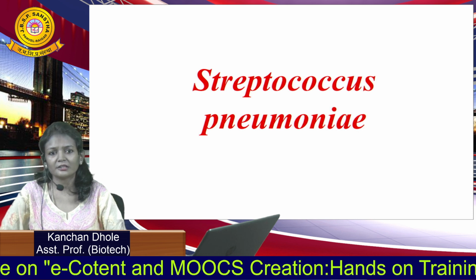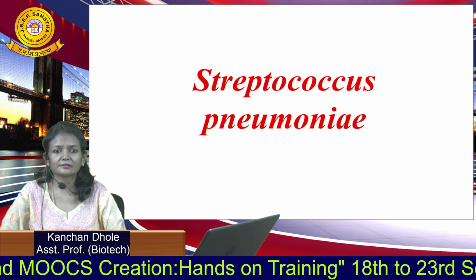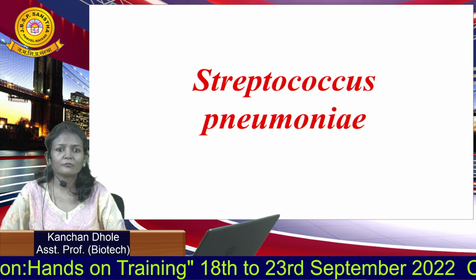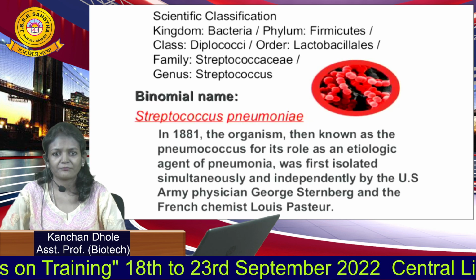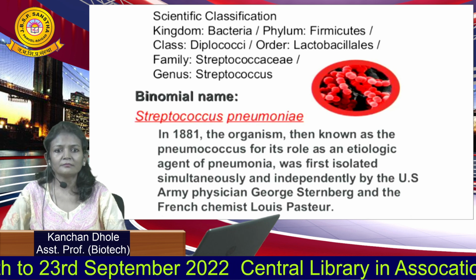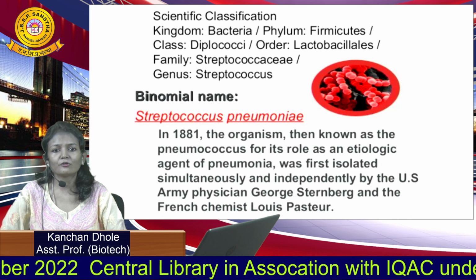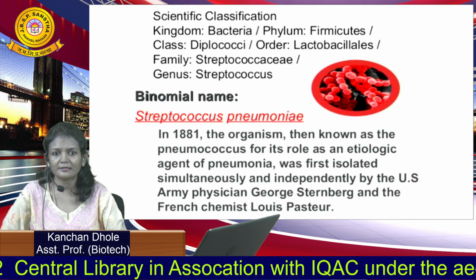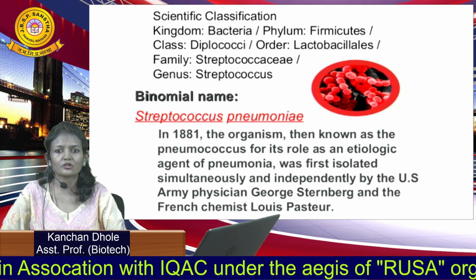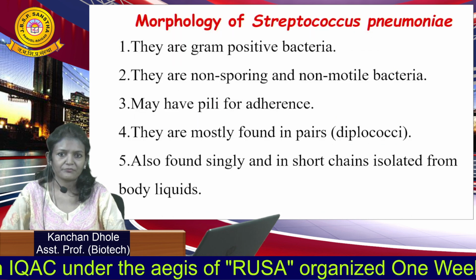Today we are going to study the morphology, cultural characteristics, what it causes, and how you can prevent infections from Streptococcus pneumoniae. So basically, in 1881 the organism was found as pneumococcus, and it was first isolated simultaneously and independently by the US Army physician George Sternberg and French chemist Louis Pasteur.